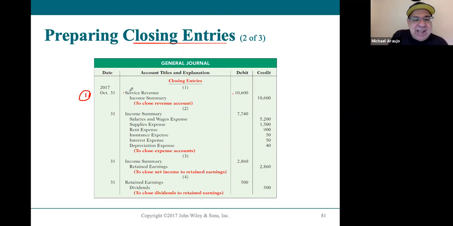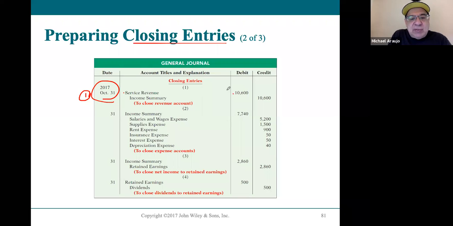This only happens at the end of the period of time, most notably the end of every year for sure. But certainly you can keep separate monthly records as well. So we close out service revenue with the debit, and we move that money temporarily to income summary. Remember, income summary is just this temporary holding tank for this money until we close all our accounts. We don't need it anymore.